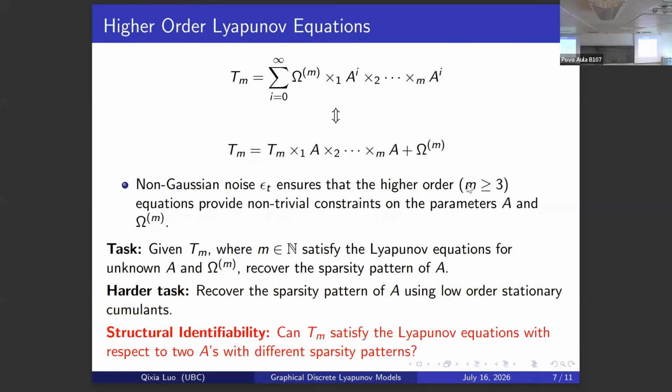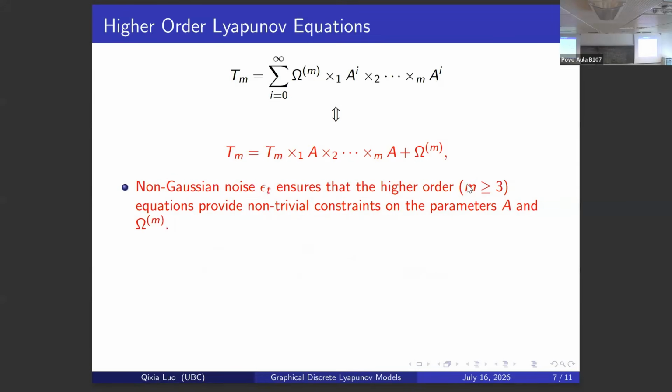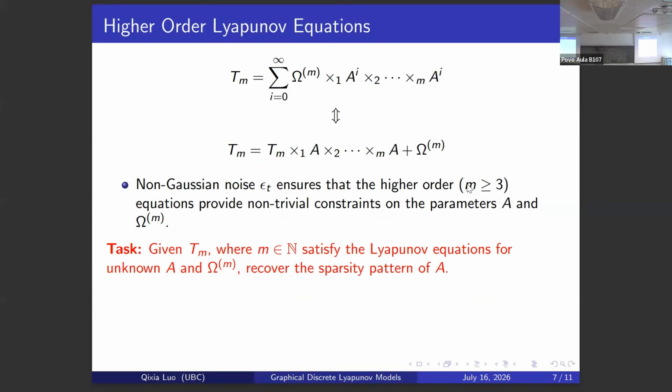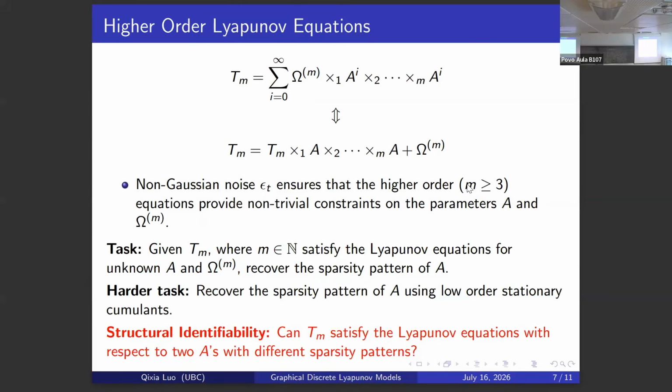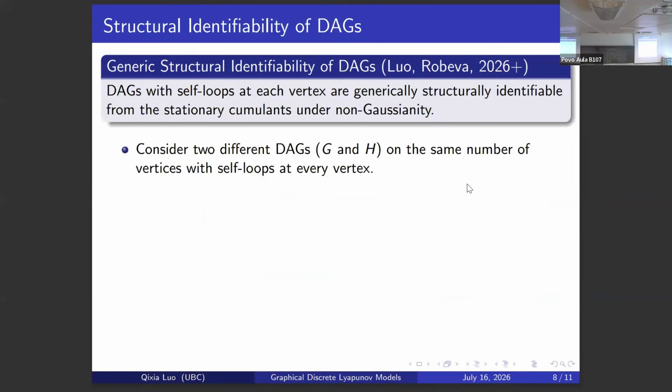Okay, so basically now the graph is just given Q's, can we find the parameters that satisfy these Lyapunov equations? Is it possible for us to figure out these specified data? The harder task is to do this using only low order stationary forms, because high order forms are very difficult to estimate from data. And the structural identifiability just becomes the problem of whether we can satisfy these Lyapunov equations for two A's with different specified graphs.